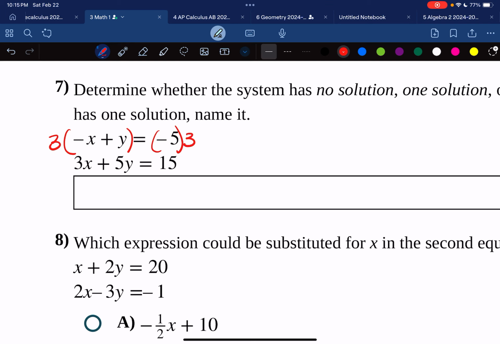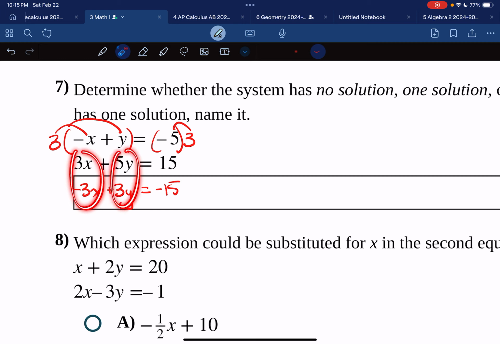I'm going to get the new equation, which I'm going to write in the box where my answer is supposed to go, but that's okay. This is going to be -3x. And then 3 times y is a positive 3y. There's my equal sign. 3 times a -5 is a -15. And then I'm going to start adding all these straight down.